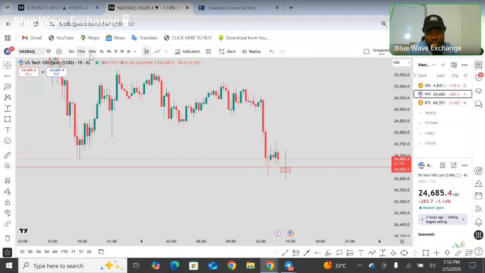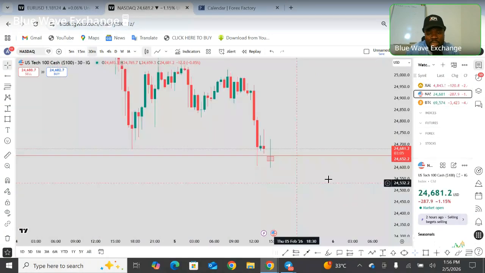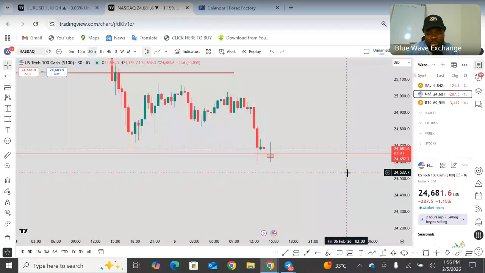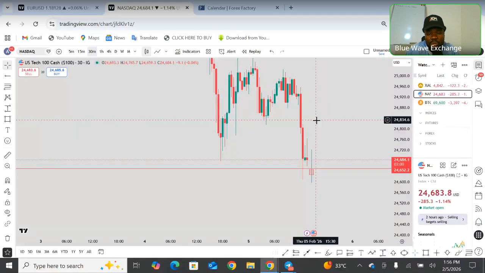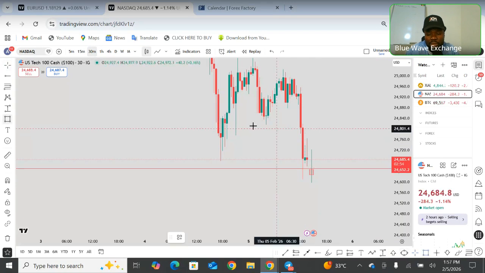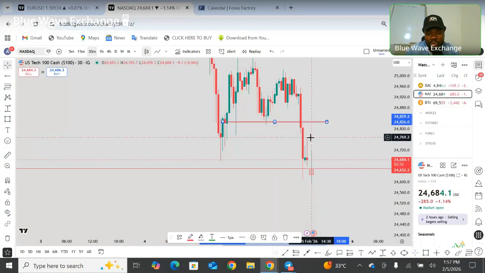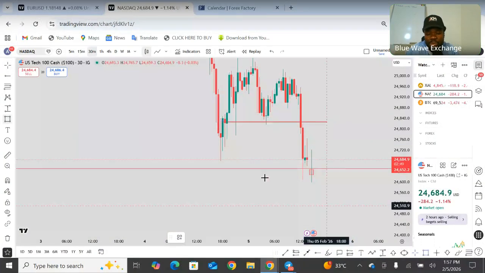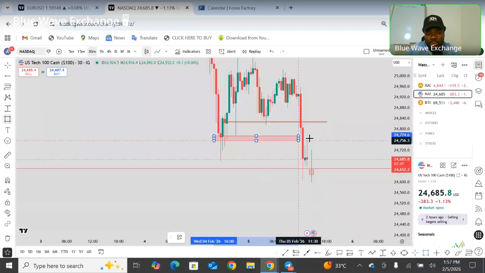So price is currently on this resistance. If this one closes below, Nasdaq can look good for a sell. Okay, so there was an opportunity even over here at 12:30. There was an opportunity over here, but the range was very small. So this is the opportunity.